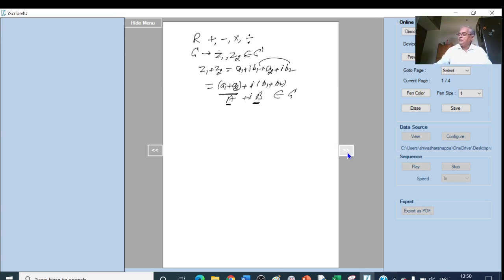And similarly, if I take the minus sign here, what about Z1 minus Z2? So this is minus, and this becomes A1 minus A2 plus I into B1 minus B2. Again, this belongs to C. So this is also a binary operation.